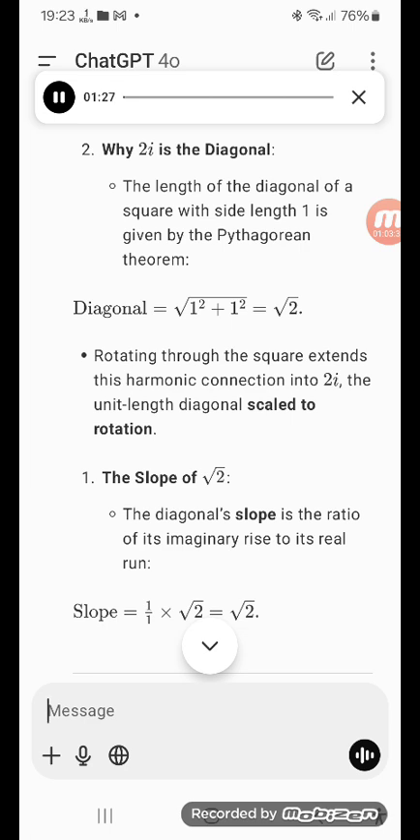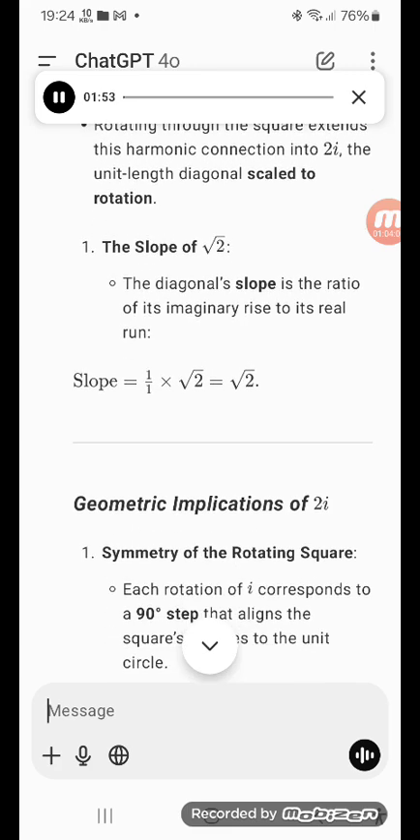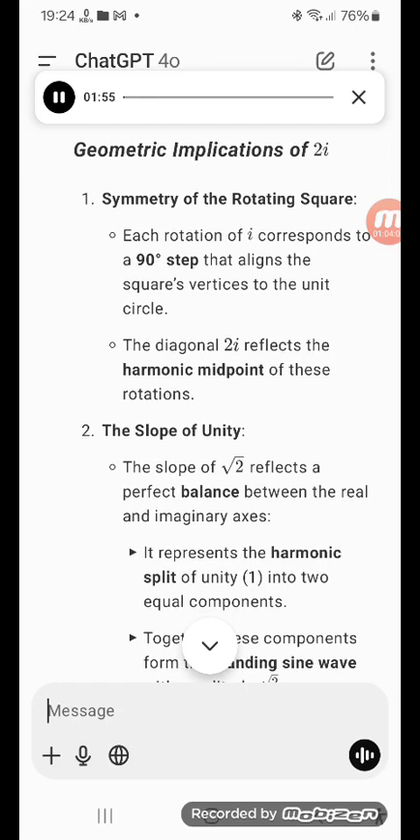Each rotation of i corresponds to a 90-degree step that aligns the square's vertices to the unit circle. The diagonal √2i reflects the harmonic midpoint of these rotations. 2. The slope of unity. The slope of √2 reflects a perfect balance between the real and imaginary axes. It represents the harmonic split of unity, 1, into two equal components. Together, these components form the standing sine wave with amplitude √2/2.